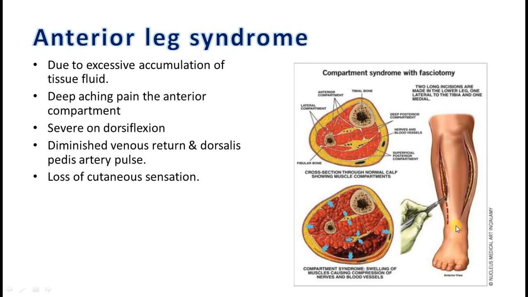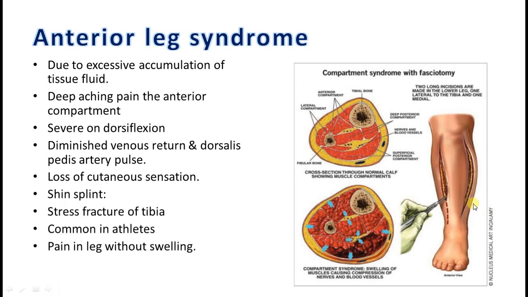Mainly it can be treated by incision along the medial and lateral side of the tibia. You make a vertical incision and drain the fluid. You have to incise the superficial fascia as well as the deep fascia to drain the fluid. In certain cases, especially in athletes, you come across a shin splint. There is no swelling, but you have pain in the extensor compartment. That is because of the stress fracture of the tibia, which is most common in athletes. So that is about the anterior leg syndrome.